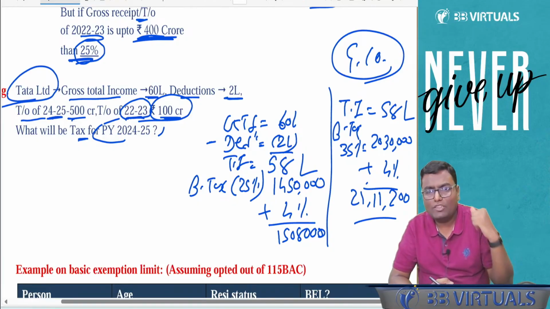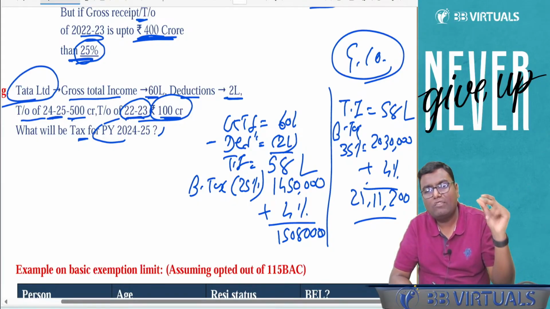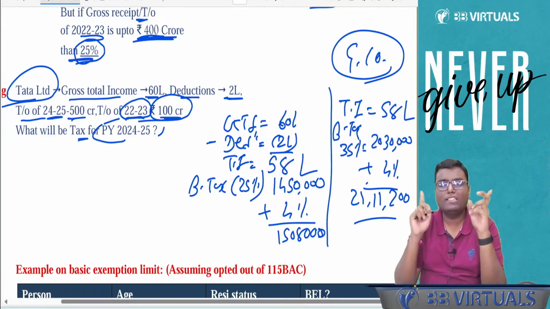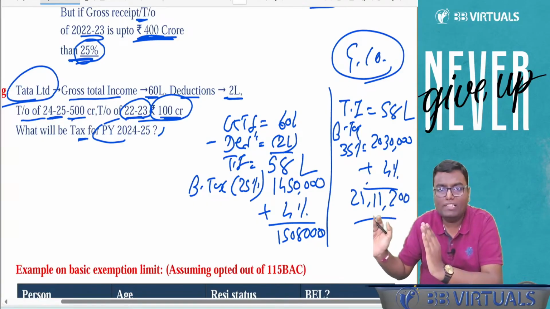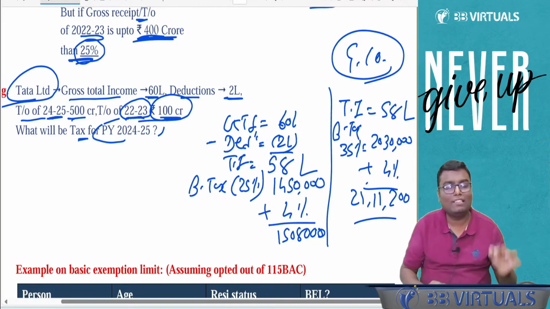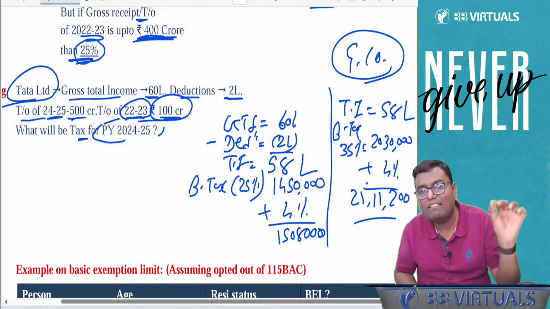And 4% health and education cess also we saw. Let us just quickly revise basic tax for all. First, we discussed for individual, HUF, AOP, BOI, AJP. Either it is an old regime or it is the default tax regime, that is section 115BAC.